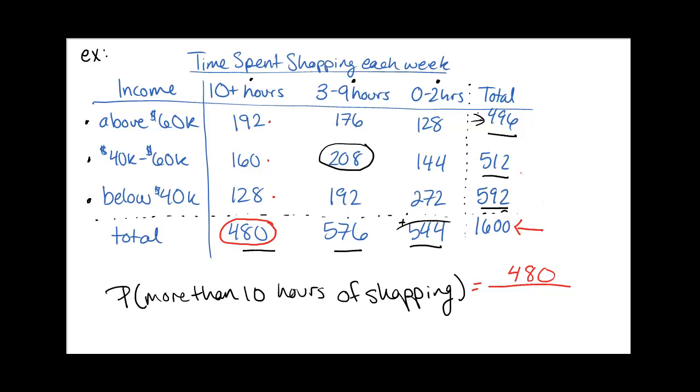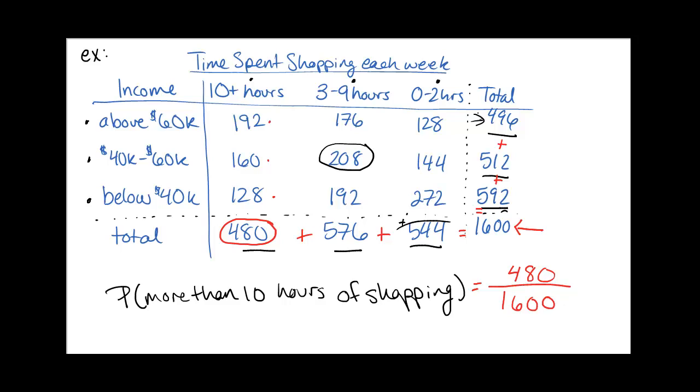If you're making one of these tables yourself, if you total each row and then total each column, the total of these 3 numbers along the bottom should be 1,600, and the total of these 3 numbers along the side should also be 1,600. That's one way to check and make sure you haven't miscalculated anything.